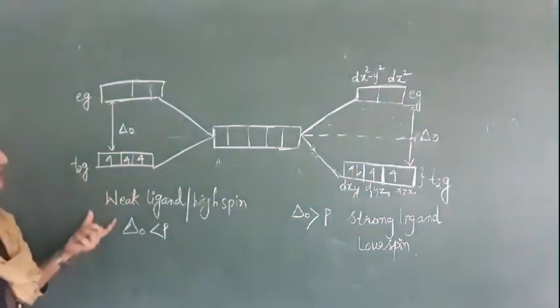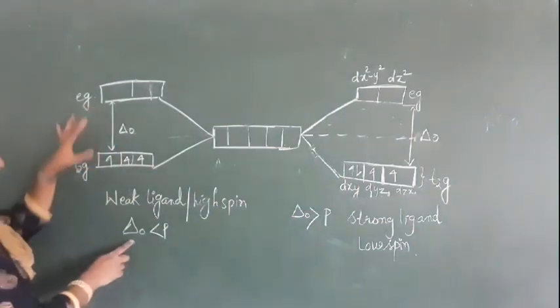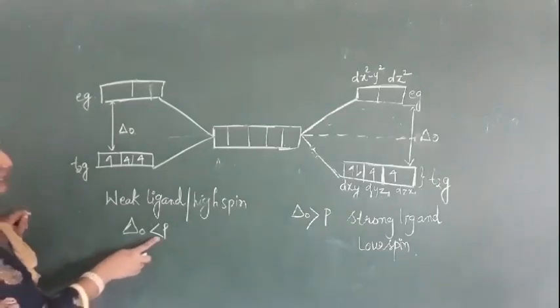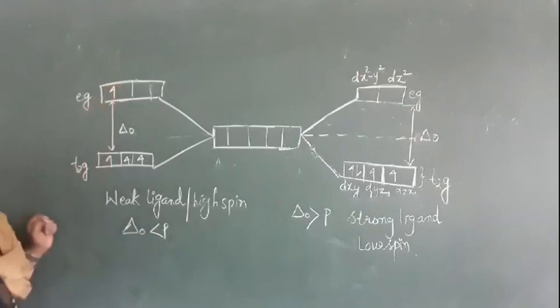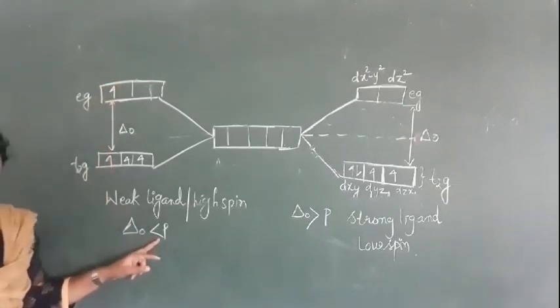Now come to the weak field ligand. In weak field ligand, the delta O value is less than the pairing energy. That's why the pairing energy is more here. So the 4th electron will enter the Eg set. It will not get paired, because the pairing energy is more.